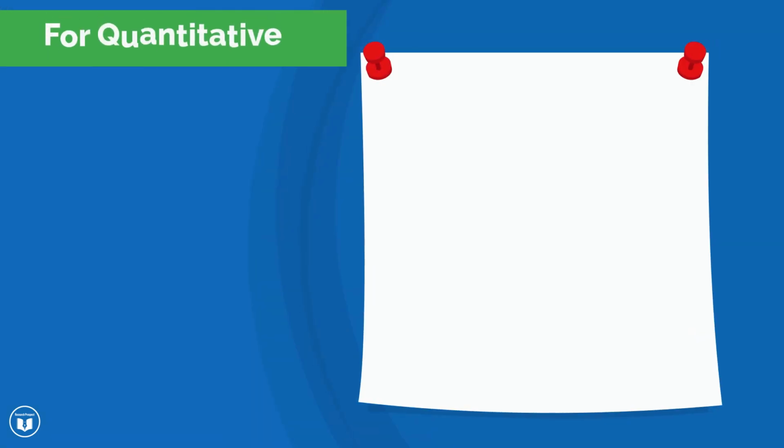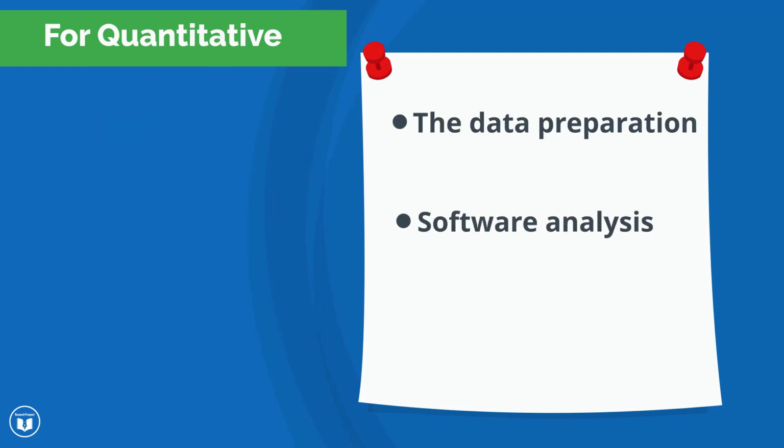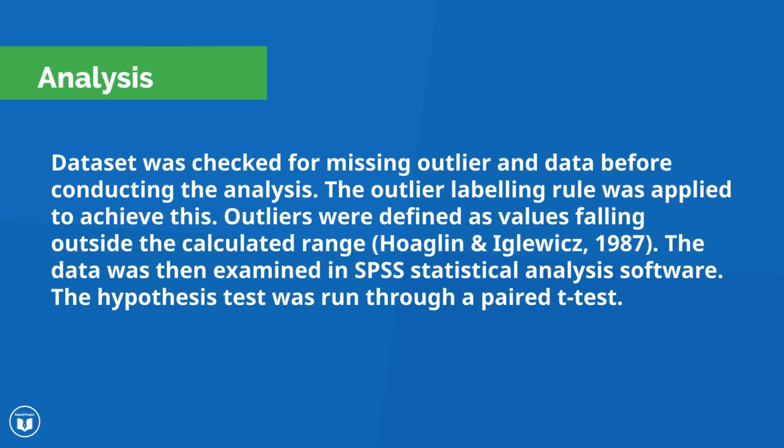For quantitative methods, we're dealing with numbers. So we might describe the data preparation, software analysis, and the statistical methods used. So here, we've described how we prepared the data, by checking for missing data and outliers. We used the statistical software SPSS to analyze the data, and the statistical method used was a paired t-test.